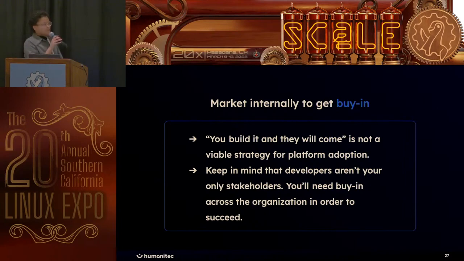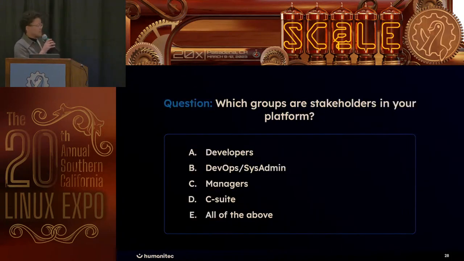It's also important to keep in mind that while developers are important stakeholders in your platform engineering process, they aren't your only stakeholders. You're going to need to get buy-in across the organization in order to succeed. So another question, which groups are stakeholders in your platform? Is it developers, DevOps, sysadmin, managers, C-suite, or all of the above?